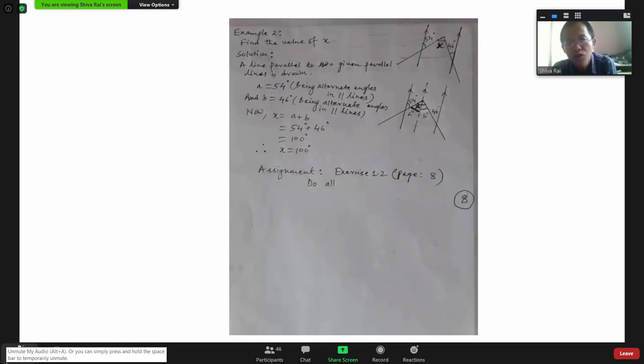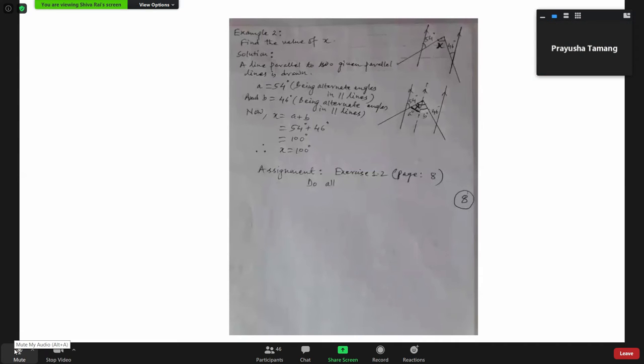Okay, A equal to 54 degree. You look there. A equal to 54 degree. Why 54 degree? Being alternate angles in parallel lines. They are in different sides of the transversal. And B equal to 46 degree. Why? Same reason. Being alternate angles in parallel lines.